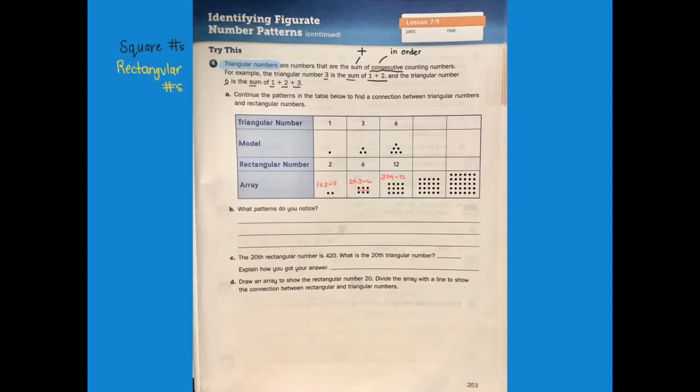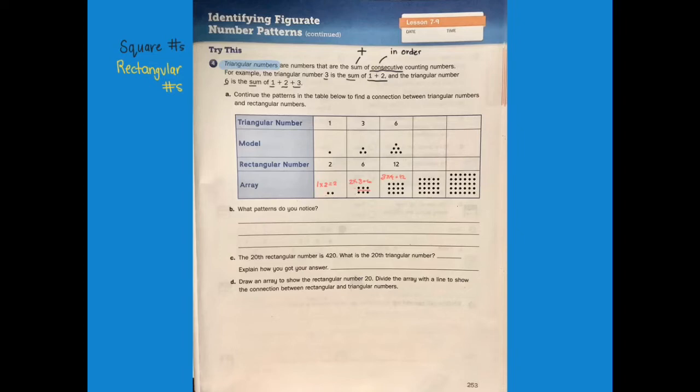But remember, with our triangular numbers, we're trying to find a connection here. With triangular numbers, you have to work with sums. With rectangular numbers, last time we worked with products. Products is the answer you get when you multiply. But this time we're working with sums, and sum is the answer that you get when you add. So how are these triangular numbers added? Is there anything that you notice? I want you to pause this video and look for a second. Take a look at the model and see if there's anything that you notice.